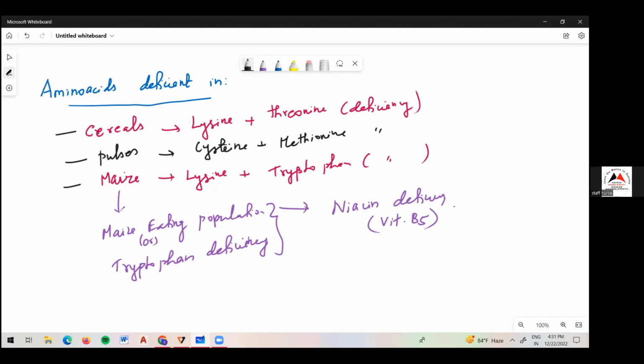Cereals are lacking lysine and threonine. Pulses are lacking cysteine and methionine. Maize eating populations are lacking lysine and tryptophan. Generally, the maize eating population or tryptophan deficiency is associated with vitamin B5 or niacin deficiency. What are the 4Ds of niacin deficiency? It is expressed by diarrhea, dermatitis, dementia, and death. Untreated cases may lead to death.